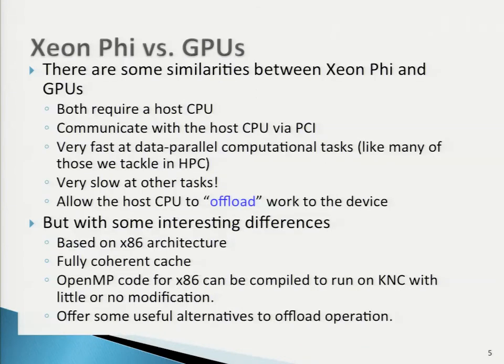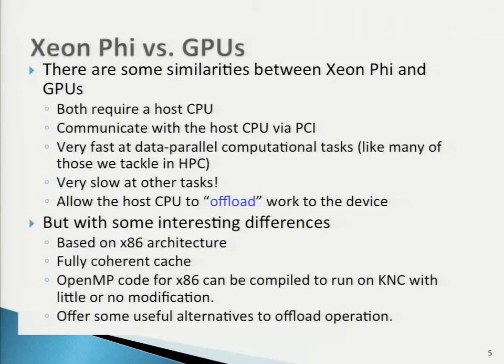So the obvious comparison people are going to make is Xeon Phi versus GPUs, and there's a lot of similarities, but there's also some very key differences. So both currently require a host CPU. You can't just use a Xeon Phi as a standalone computer. It's got to be plugged into a compute node that has a host CPU, and that's the same for GPUs. And they both communicate with the host and with the communication network via PCI Gen 2.